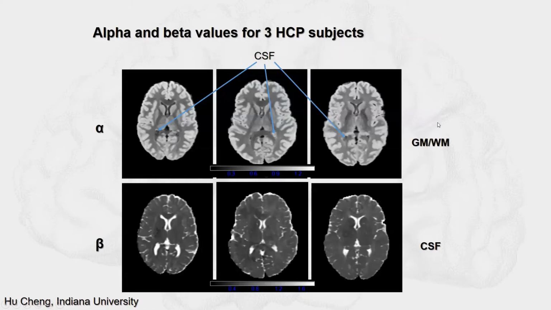Let's take a look at the alpha and beta maps for 3 HCP subjects. We can see that the alpha map is good to separate gray matter and white matter, but not CSF, because CSF here looks pretty much like gray matter. But we can take advantage of beta, and beta can sort out CSF nicely. There's not much contrast between gray matter and white matter.